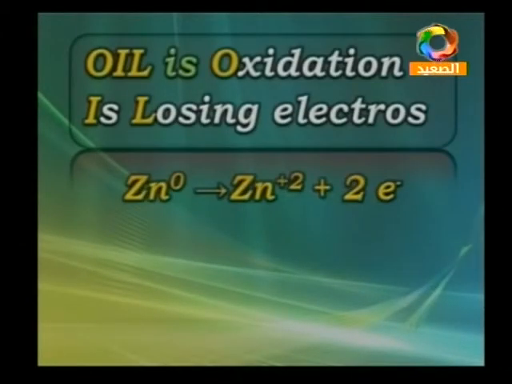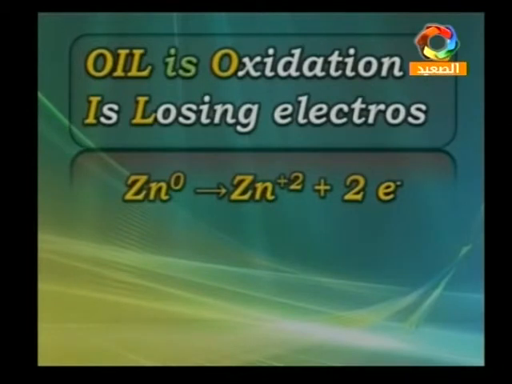We have OIL RIG. It means OIL: oxidation is losing of electrons. And we have the Zn with zero charge. Why zero charge? Because it's an element, because it is an atom, a neutral atom. It changes by losing 2 electrons into Zn²⁺, the positive 2 ion of zinc. Why? Because it loses 2 electrons.